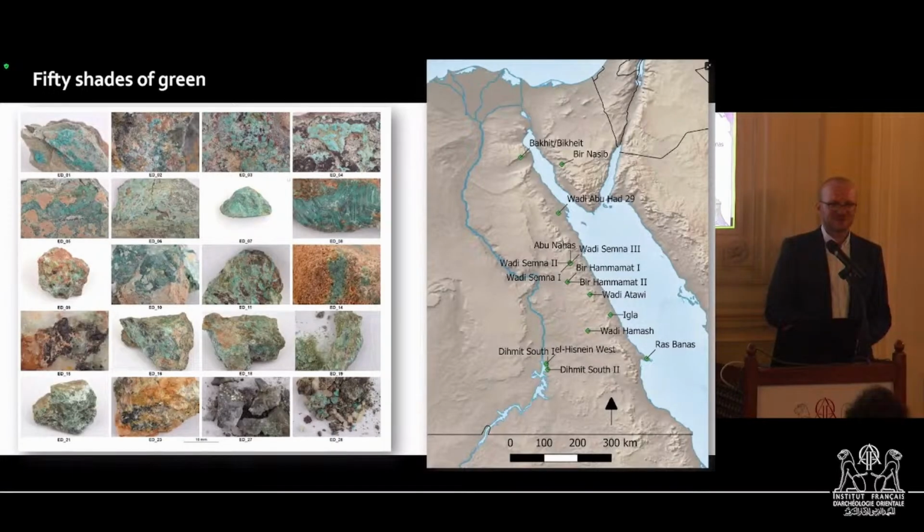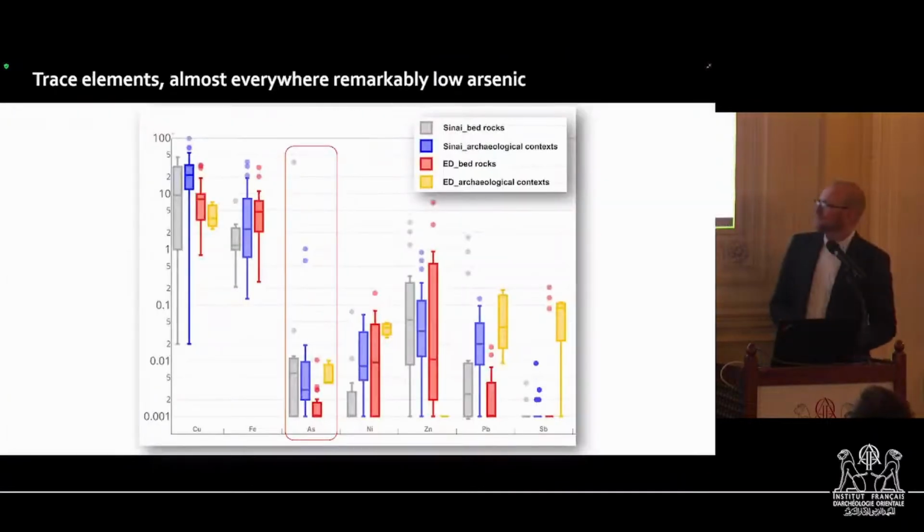Now the lead isotopes are not that important. What is important is trace elemental composition. When you map this trace elemental composition on the box plot, the most important thing is arsenic. It's quite low, below 0.01% anywhere in these copper ores.